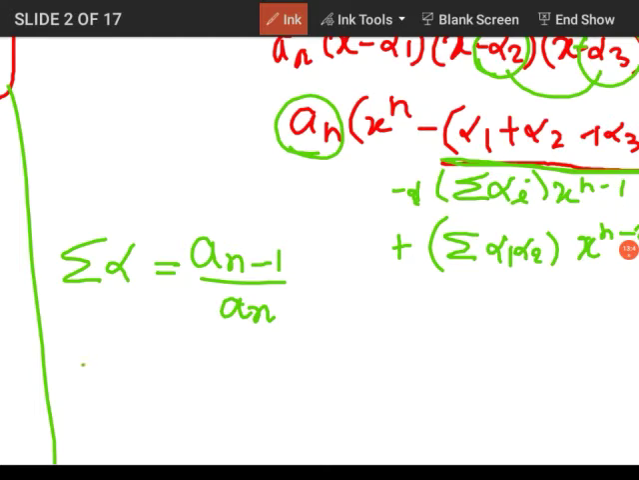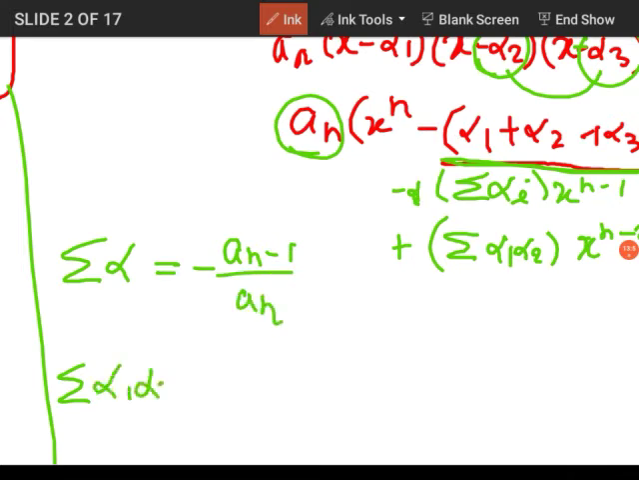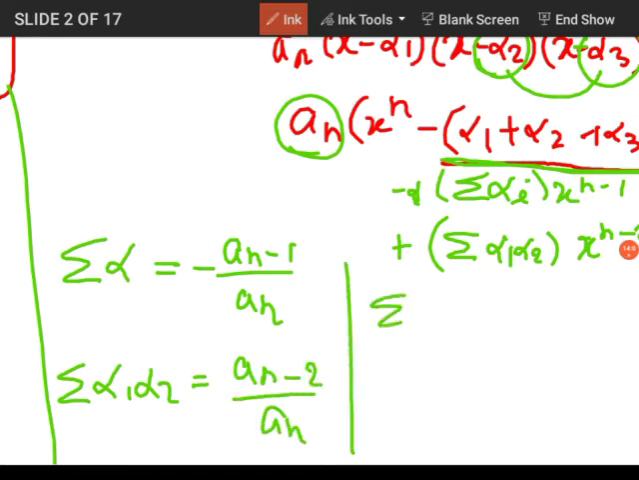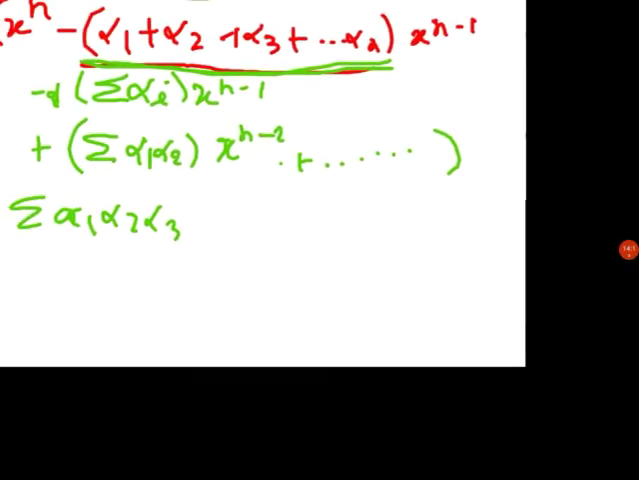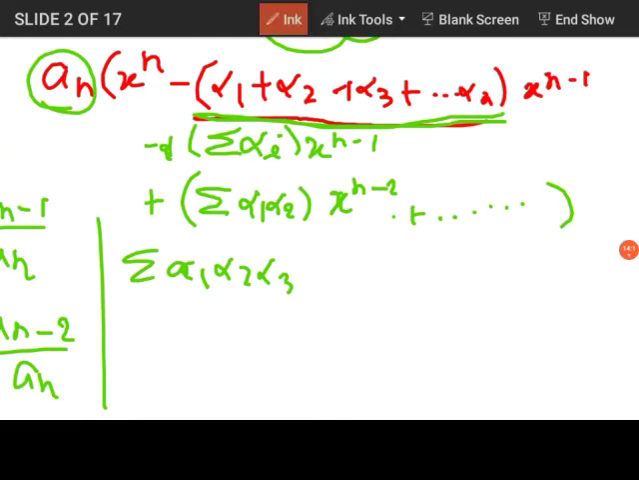And now if I take this minus 1, this will be minus of a n minus 1 upon a n, and sigma alpha 1 alpha 2 taken 2 at a time will be a n minus 2 upon a n. Similarly, sigma of alpha 1 alpha 2 alpha 3, that is summation of the roots taken 3 at a time, will be equal to minus of a n minus 3 upon a n.